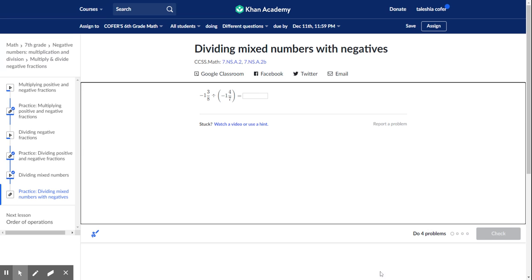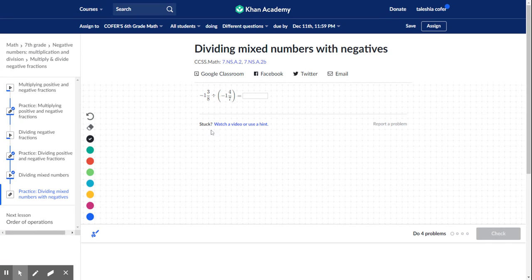Dividing mixed numbers with negatives is just like dividing regular fractions with negatives, but we have to turn our mixed numbers into improper fractions first. So I have negative 1 and 3/8 divided by negative 1 and 4/7. In order to turn my mixed number into an improper fraction, I multiply my denominator times my whole number, then I add in my numerator and put it back on top of my original denominator. For example, I have 8 times 1, which is 8, plus 3 gives me an 11 over 8.